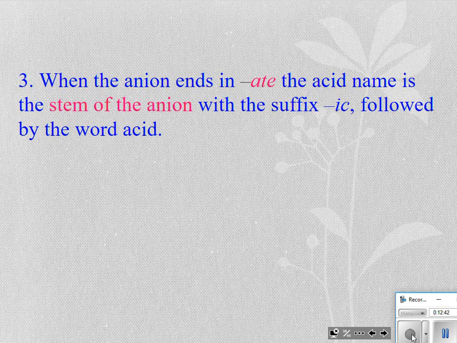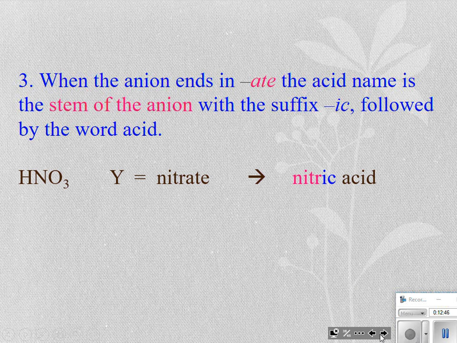So, as I look at this particular example, HNO3, my Y, in this case, my Y is NO3.